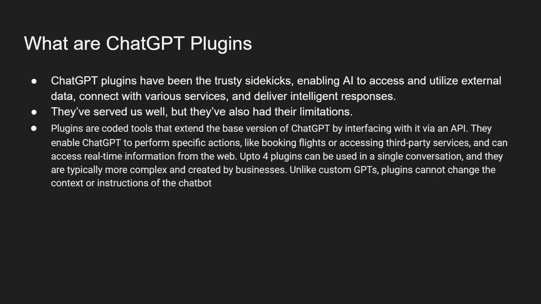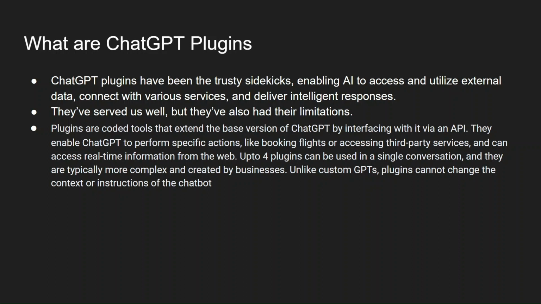So we know when you are using plugins that you don't exactly know all the services the developer is calling, what data they are logging, or whether there is any security vulnerability happening. All those are some of the possible limitations. Plugins are coded tools that extend the base version of ChatGPT by using it via an API. They can enable ChatGPT to perform specific actions.